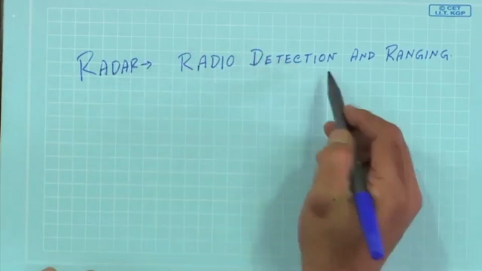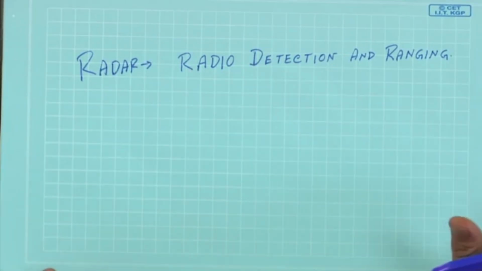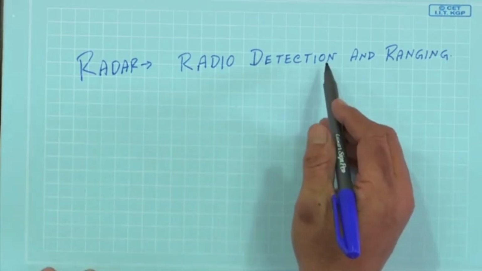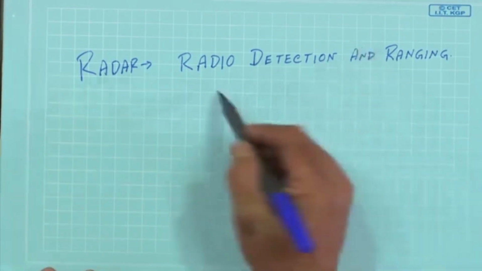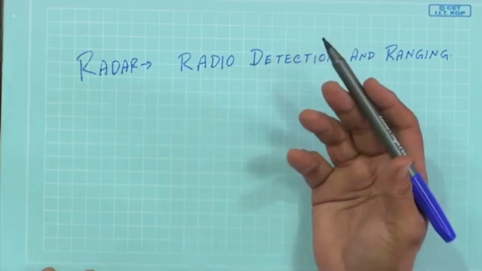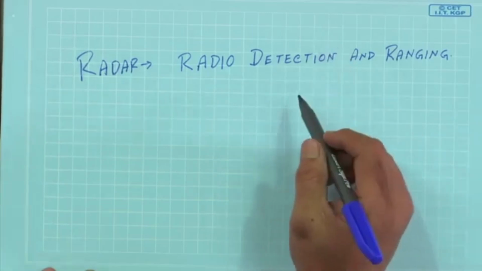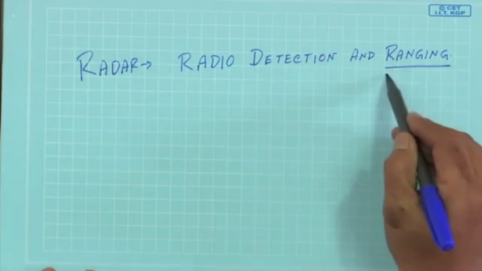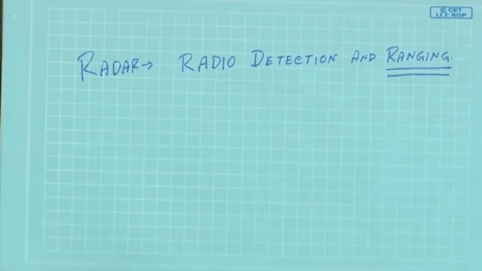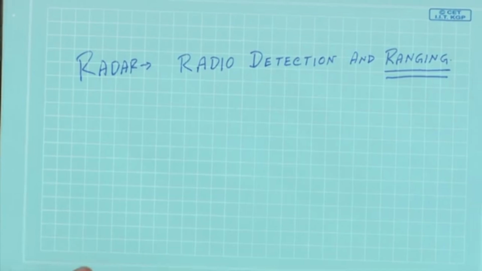As the name suggests, it is the primary detection tool, and the source of that detection mechanism is radio waves, basically electromagnetic waves. By that it detects, and also a very important function is that it can determine range. A radar won't be called a radar if it cannot measure range. If it only detects, it will be a radar. It is a complete microwave system.